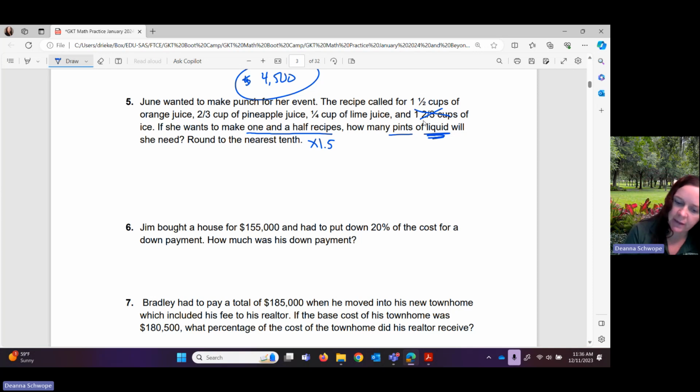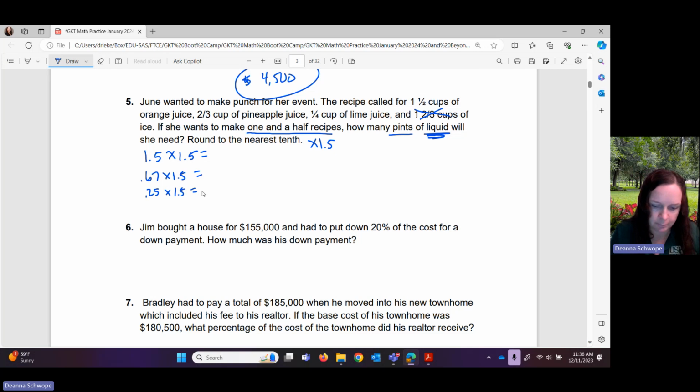So let's start by putting everything in decimal form so that it makes it easier to multiply and then multiply it by 1.5. That way we can easily convert them. So 1.5, and we're going to do 1.5 of that. 2/3 is 0.67 repeating, and we're going to do 1.5 of those. And 1/4 is 0.25, and we're going to do 1.5 of those. So if I multiply them all together, I get 1.5 times 1.5, which is 2.25. I've got 0.67 times 1.5.